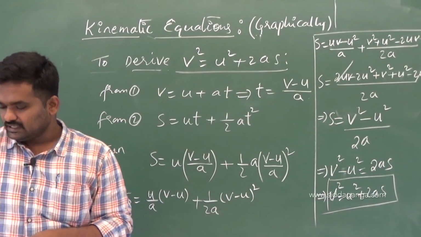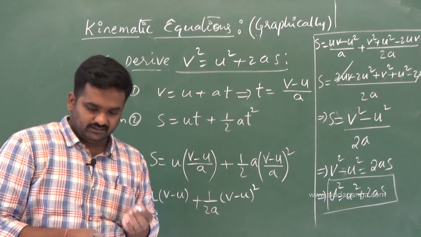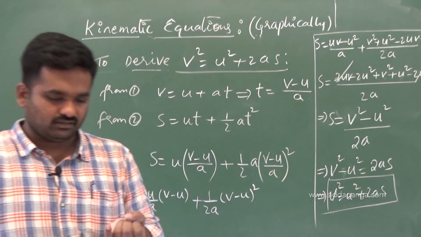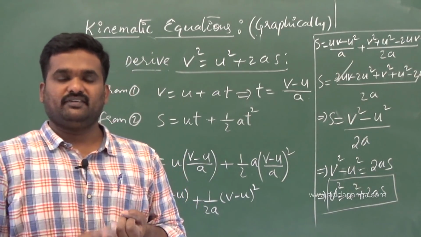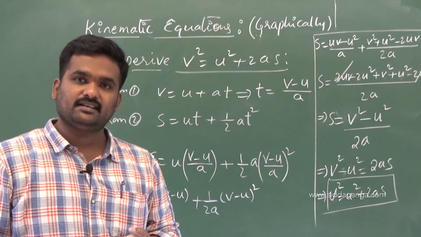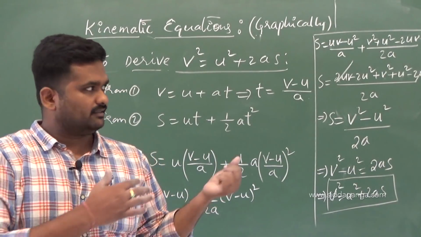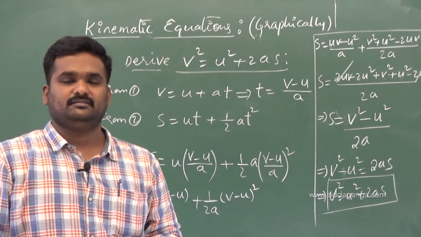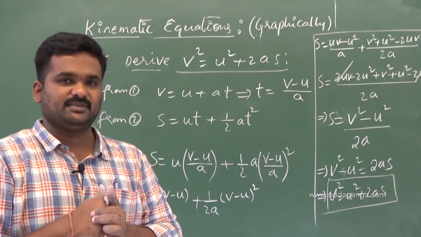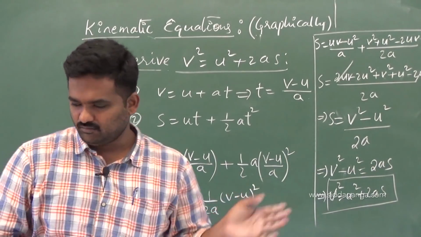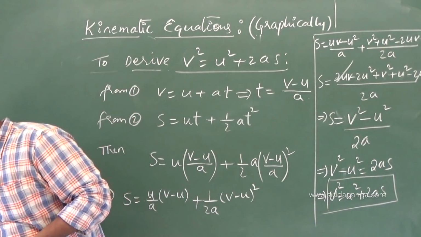So if you observe these three kinematic equations here, all the relations are among initial velocity u, final velocity v, acceleration a, displacement s, and time t. In all these equations, one of the parameters is missing. Which parameter is missing? We will study what is the use of writing these equations.